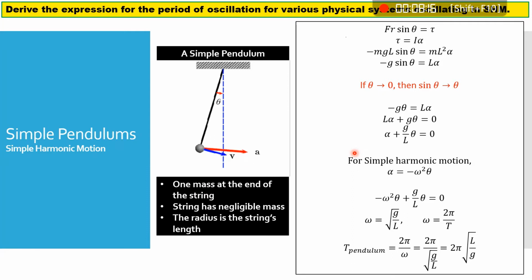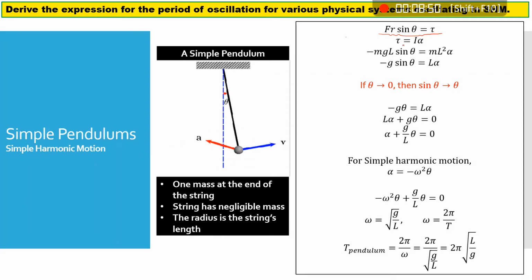Okay, so a simple pendulum is a pendulum that has all of its mass at the end of the string, where the string has negligible mass and the radius is the string's length. Okay, so if all of that is true, then we can start to get our formula for period by looking at our torque. So I've got our formula for torque here. Our torque is our force dot displacement, where our torque is also our moment of inertia times angular acceleration.